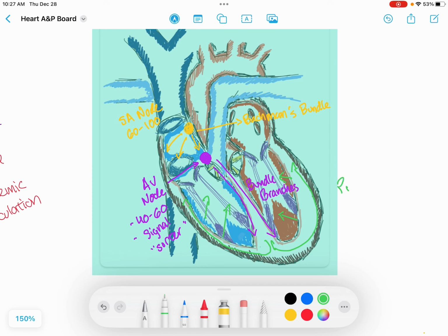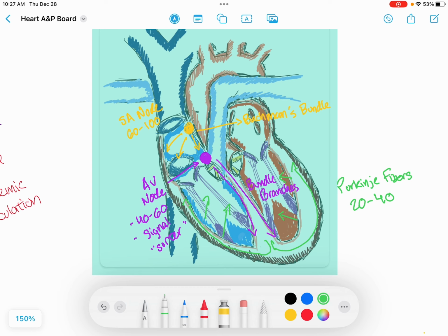So Purkinje fibers. Now let's say there's something really, really wrong with your heart, and only the ventricles are really working at this point. Well, they can take over, but it's at an intrinsic rate of like 20 to 40 beats per minute. And that's not very sustainable for very long for obvious reasons. So these patients may precipitate down into one of our lethal dysrhythmias, ventricular tachycardia, ventricular fibrillation, asystole, something along those lines.